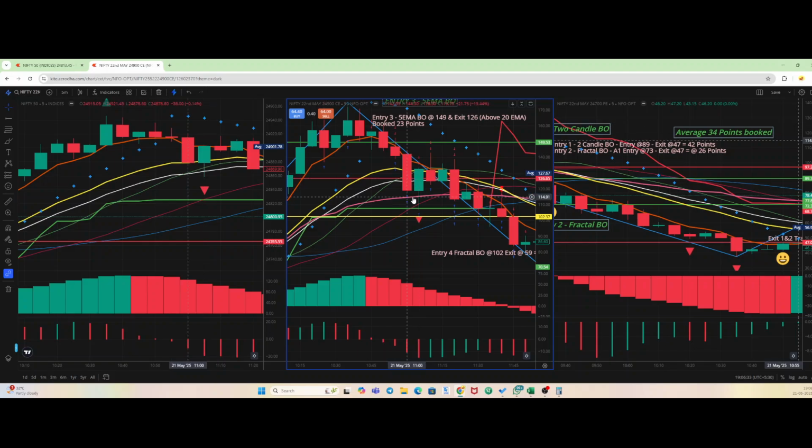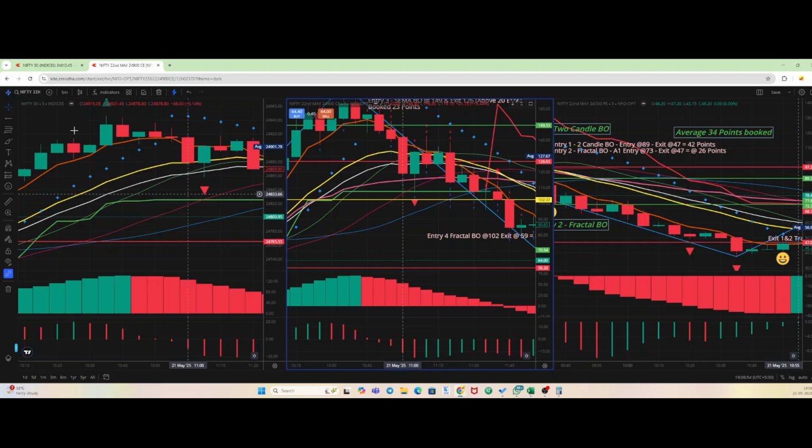If it is crossing the 20 EMA, if it is reversing above the 20 EMA, there is a possibility of going up. That is why we kept it above the 20 EMA. That means 126 we have kept. 126 minus 149, that is 23 points we put into the 5 EMA strategy also. Then if you see here, this is the third entry, and the fourth entry is also a fractal breakout.